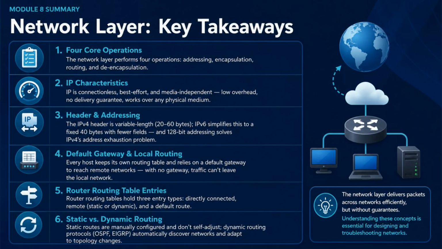Close the module walking each bullet. The network layer's 4 operations: addressing, encapsulation, routing, de-encapsulation. IP's connectionless, best effort, media-independent nature. IPv4's variable header versus IPv6's fixed 40-byte header and 128-bit addressing solving exhaustion. Every host's own routing table and dependence on a default gateway, the 3 router routing table entry types, and static versus dynamic routing trade-offs.